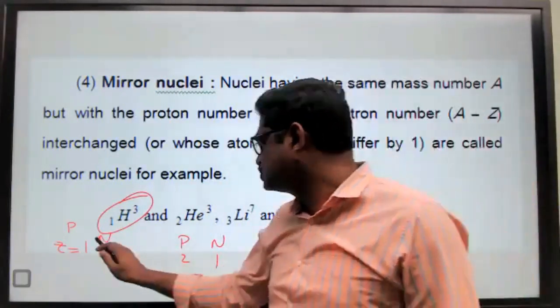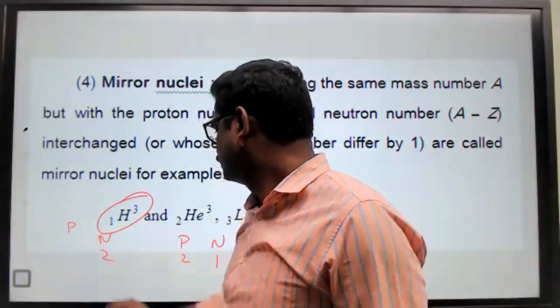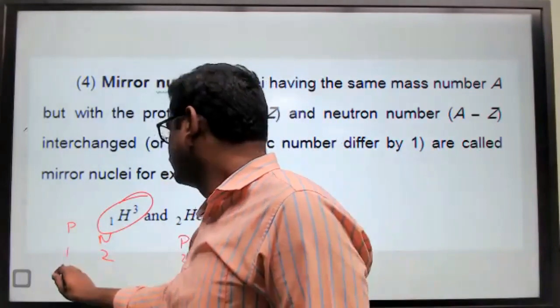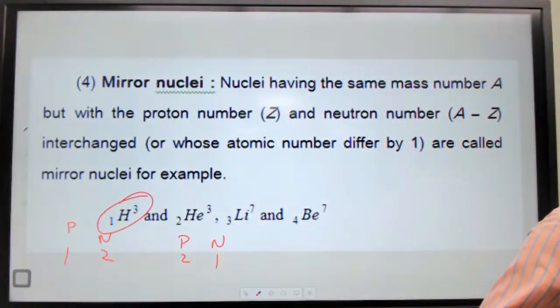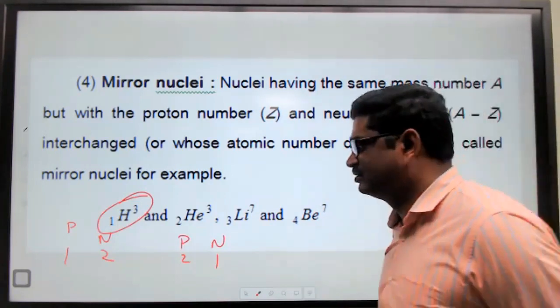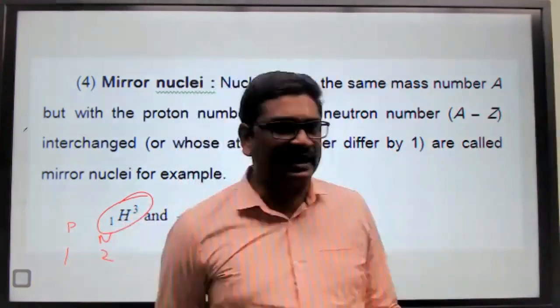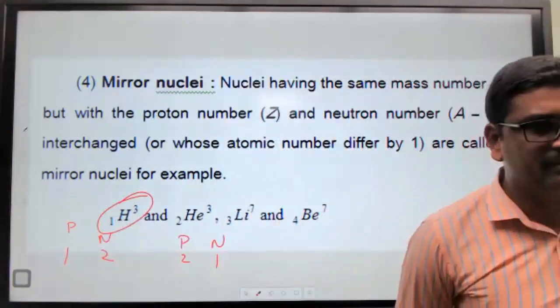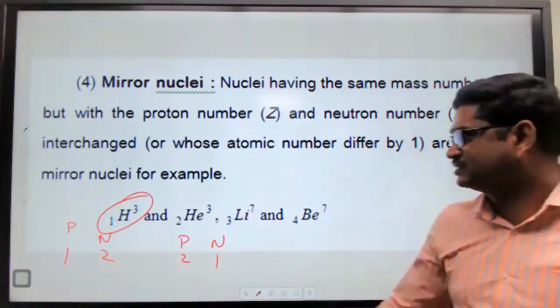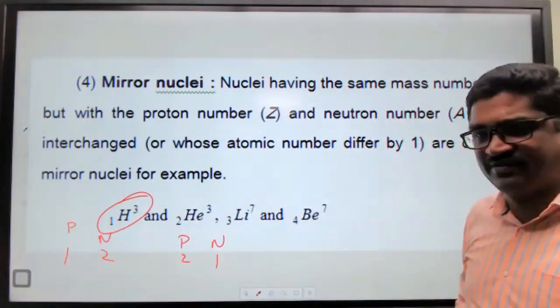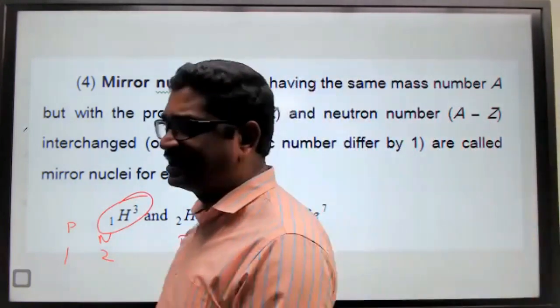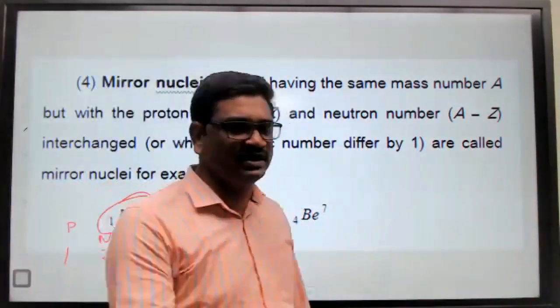So these two are called mirror nuclei. If you interchange the proton number with the neutron number, then those two are called mirror nuclei. Now for mirror nuclei, the mass number should be the same, so here also 3, here also 3. Next example: 7 and 7. To get mirror nuclei, the mass number should be the same.